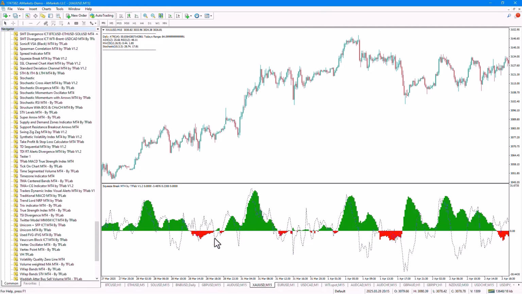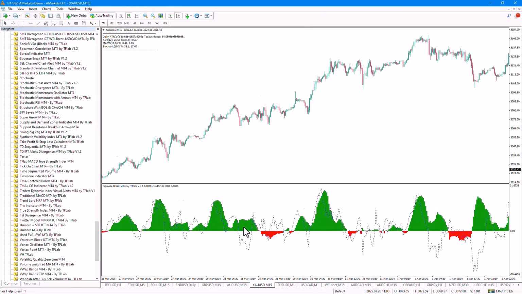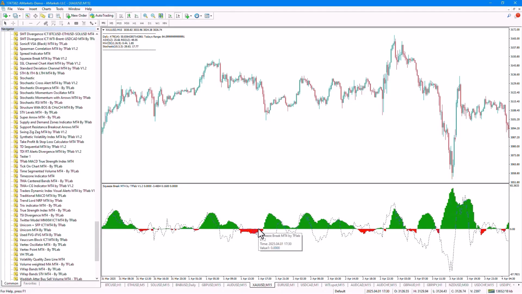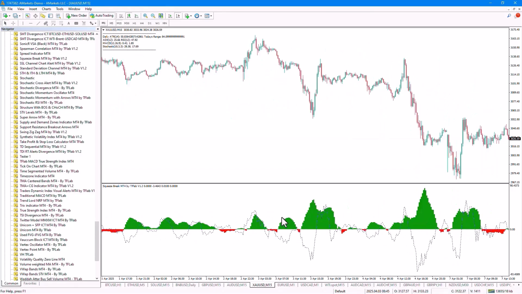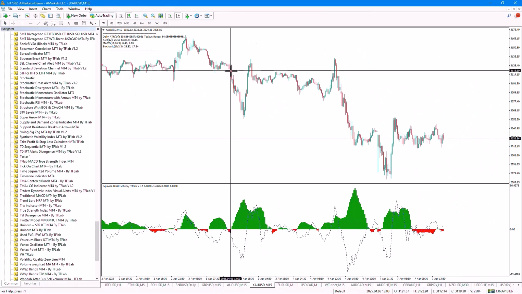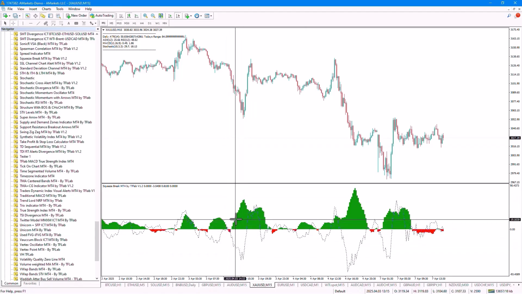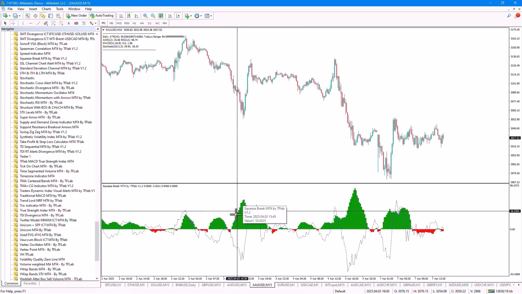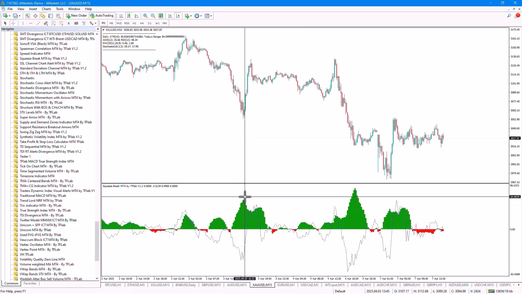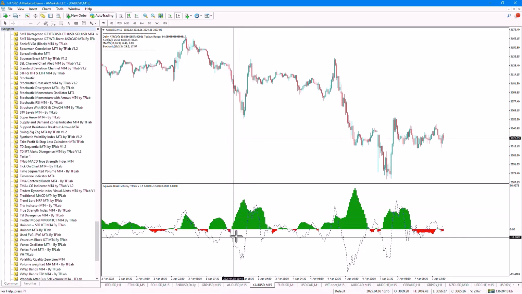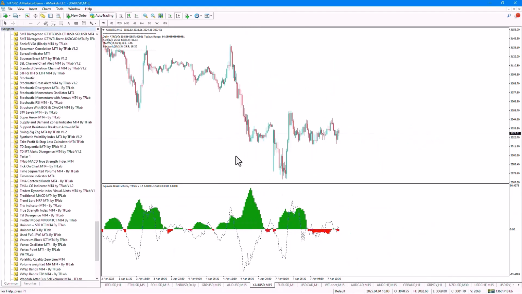When the dashed line is above the zero level and the histogram starts to increase in values, we can enter a buy trade. Or when the dashed line is below the zero line and the values are increasing, you can enter a sell trade in the market. Here, we see it shows us the downward trend of the market. And after that, the histogram values are increasing, indicating that the market has a trend.